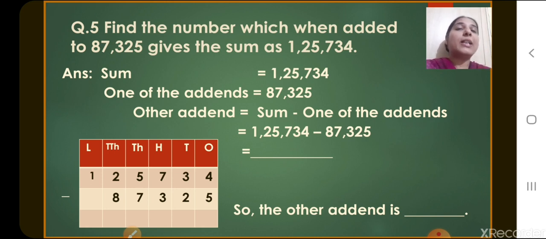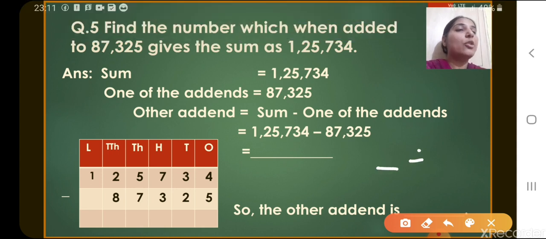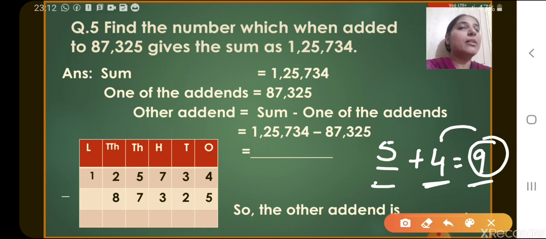So children, let's take a simple example. If I tell you to find the number which when added to 4 will give you 9, can you tell me what number we will add to 4 to get the sum of 9? Yes, it will be 5. So how did you get this number 5? You subtracted this 4 from 9 and you get the answer 5.